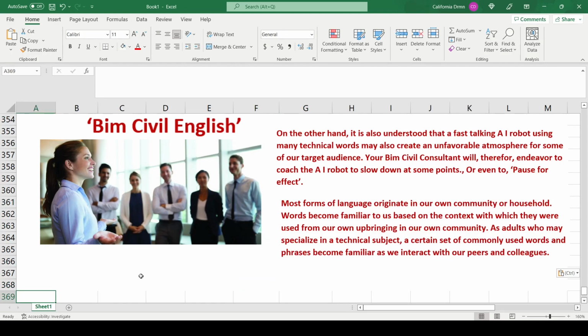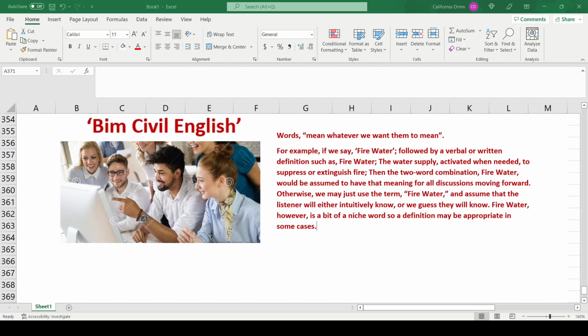Most forms of language originate in our own community or household. Words become familiar to us based on the context with which they were used from our own upbringing in our own community. As adults who may specialize in a technical subject, a certain set of commonly used words and phrases become familiar as we interact with our peers and colleagues. Regarding BIM Civil English, it could be said that words mean whatever we want them to mean.